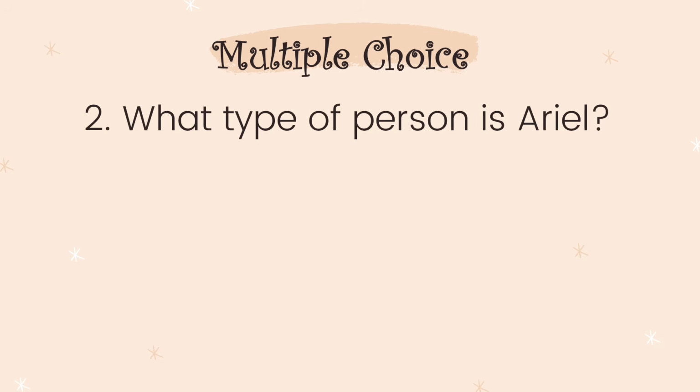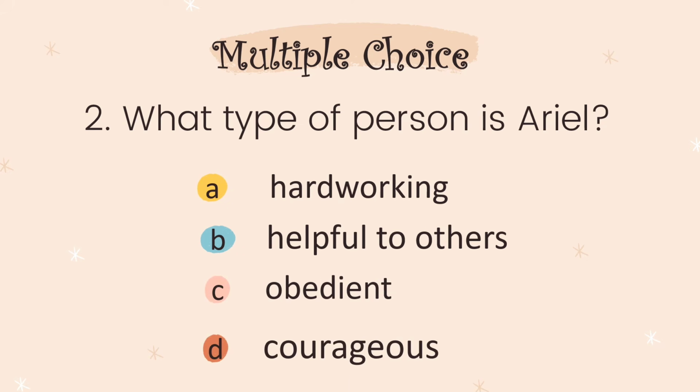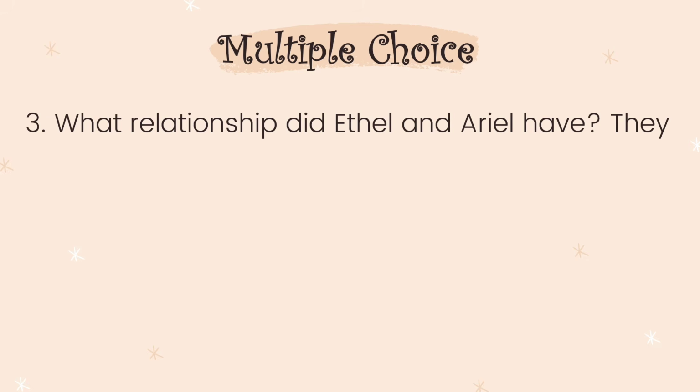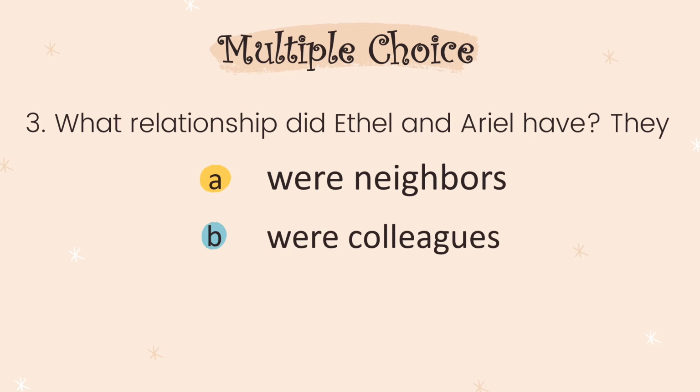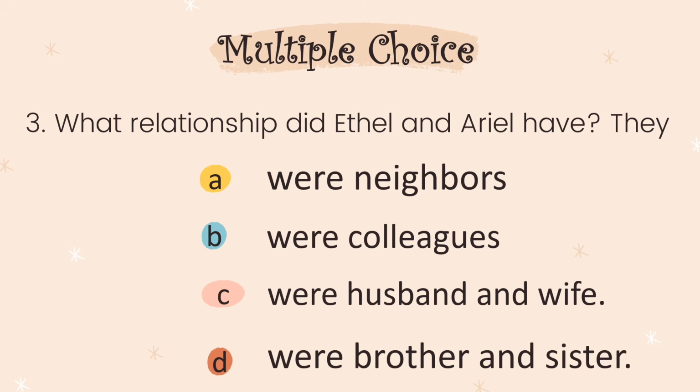Number 2. What type of person is Ariel? A. Hardworking. B. Helpful to others. C. Obedient. Or letter D. Courageous. The answer here is... And for number 3, what relationship did Ethel and Ariel have? They A. Were neighbors. B. Were colleagues. C. Were husband and wife. Or letter D. Were brother and sister.